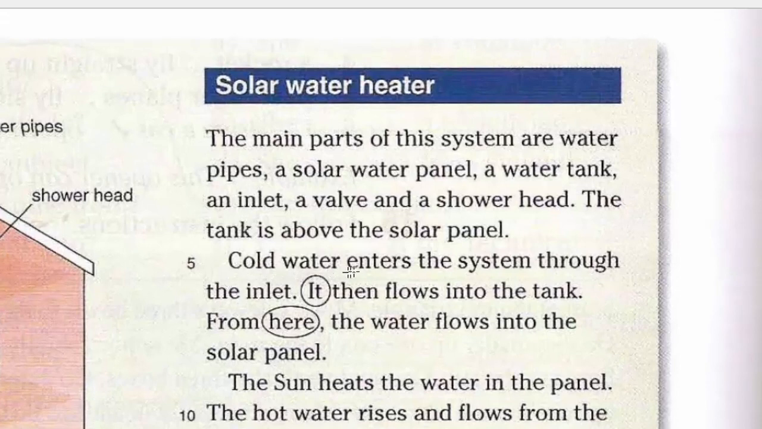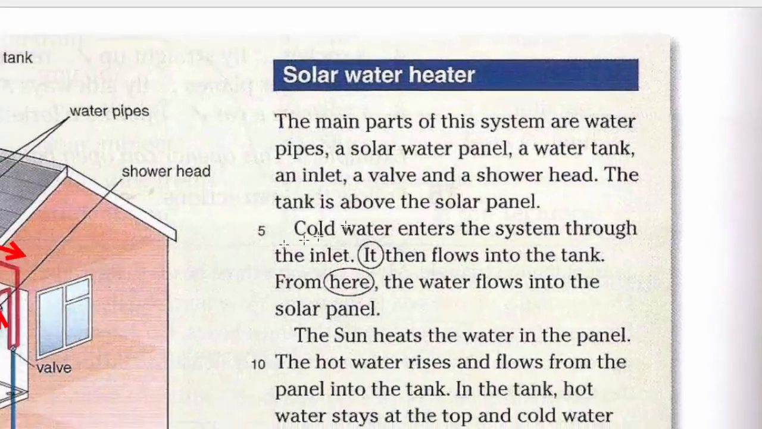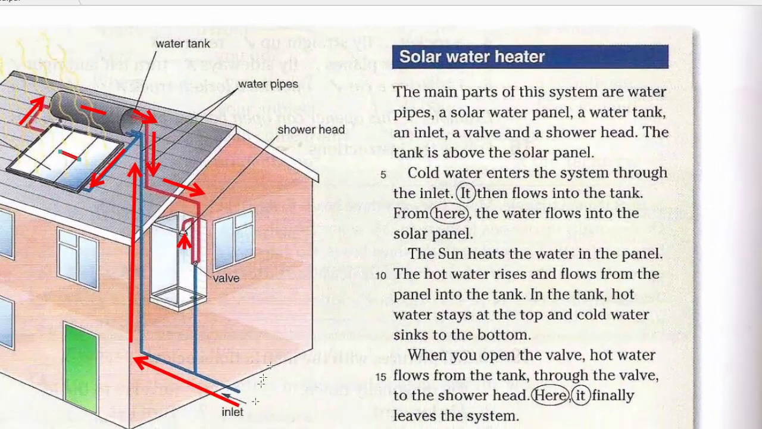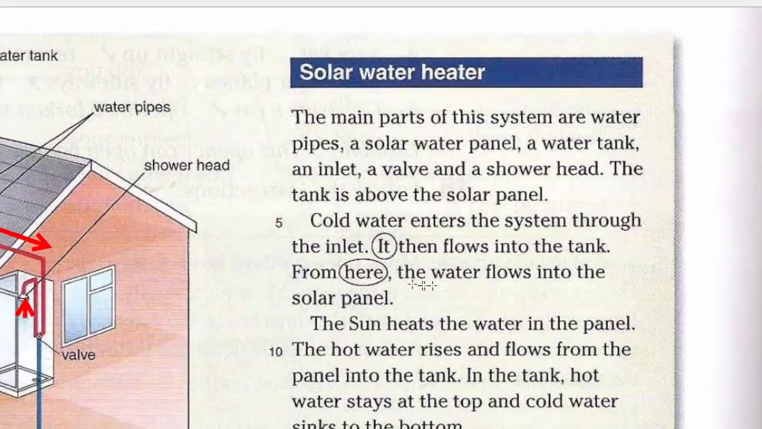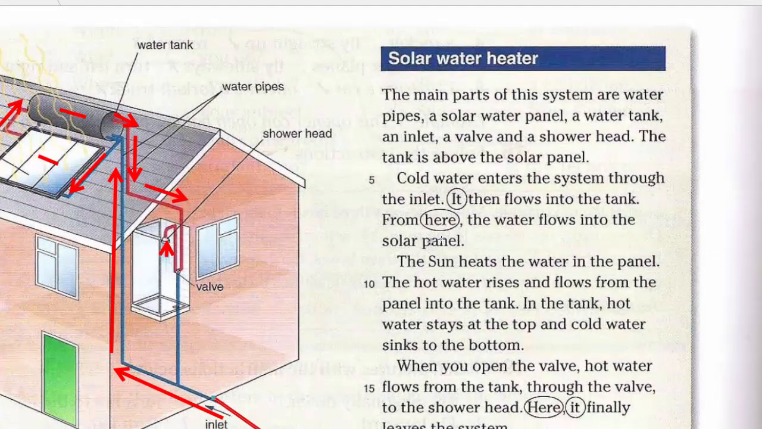Cold water enters the system through the inlet from here. It then flows into the tank. From here, the water flows into the solar panel. The sun heats the water in the panel. Yeah, the sun heats the water. Heats. تسخن. Heats the water in the panel.